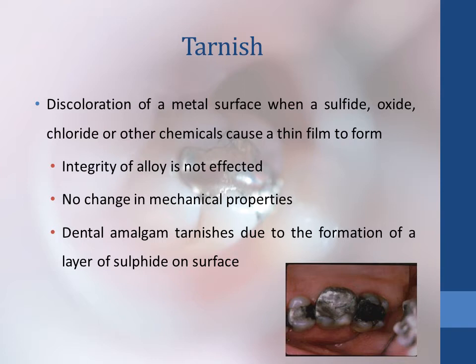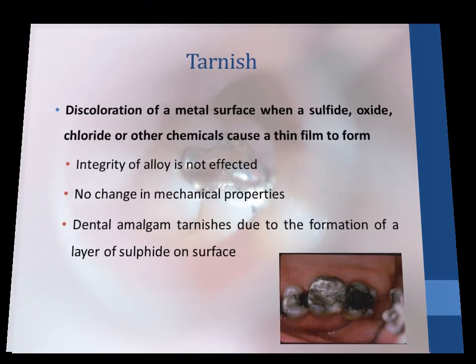So we discussed corrosion. What is tarnish? Tarnish is a physical property which is just a discoloration of a metal surface when sulfides, oxides, and chlorides or other chemicals cause a thin film to form. So it is just limited to the surface. The substructure is not involved. The integrity of the alloy is not affected. There are no changes in the mechanical properties, and basically it's due to the formation of a layer of sulfide on the surface of the filling, and has more aesthetic issues rather than causing any kind of changes in the mechanical properties specifically.